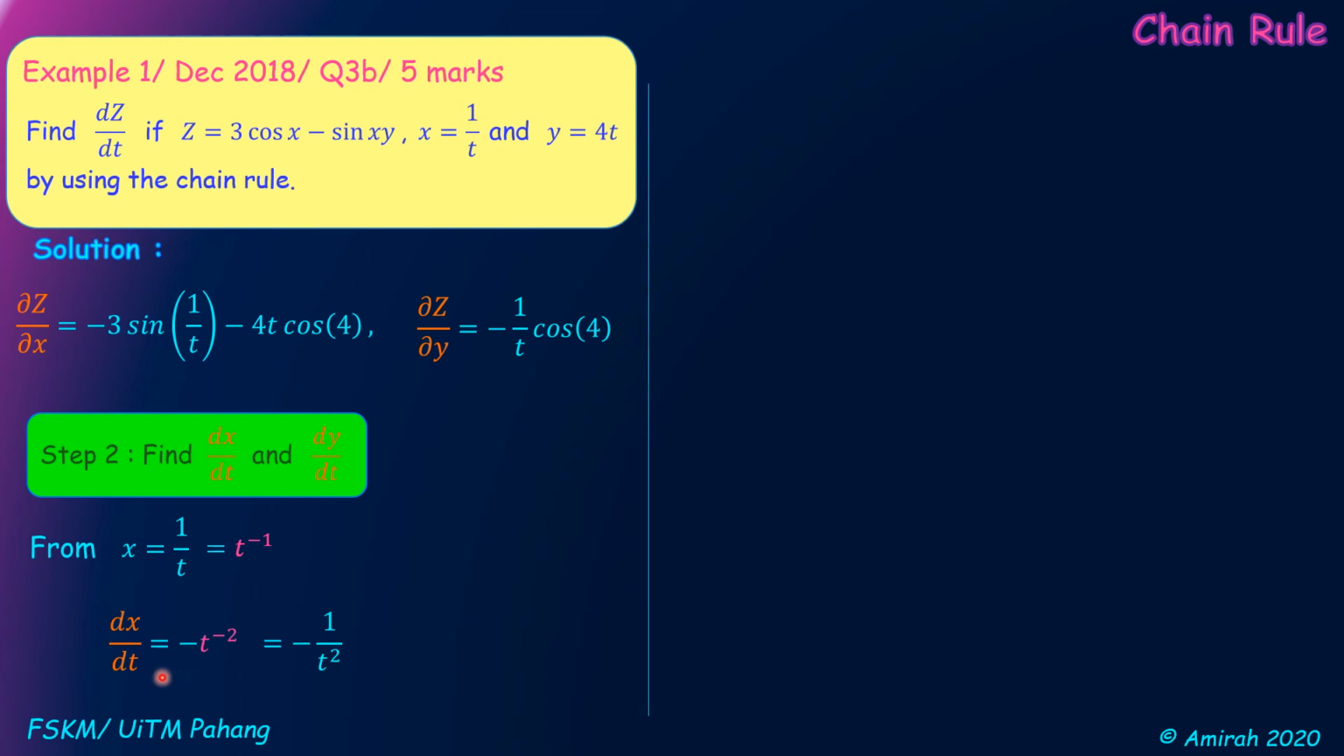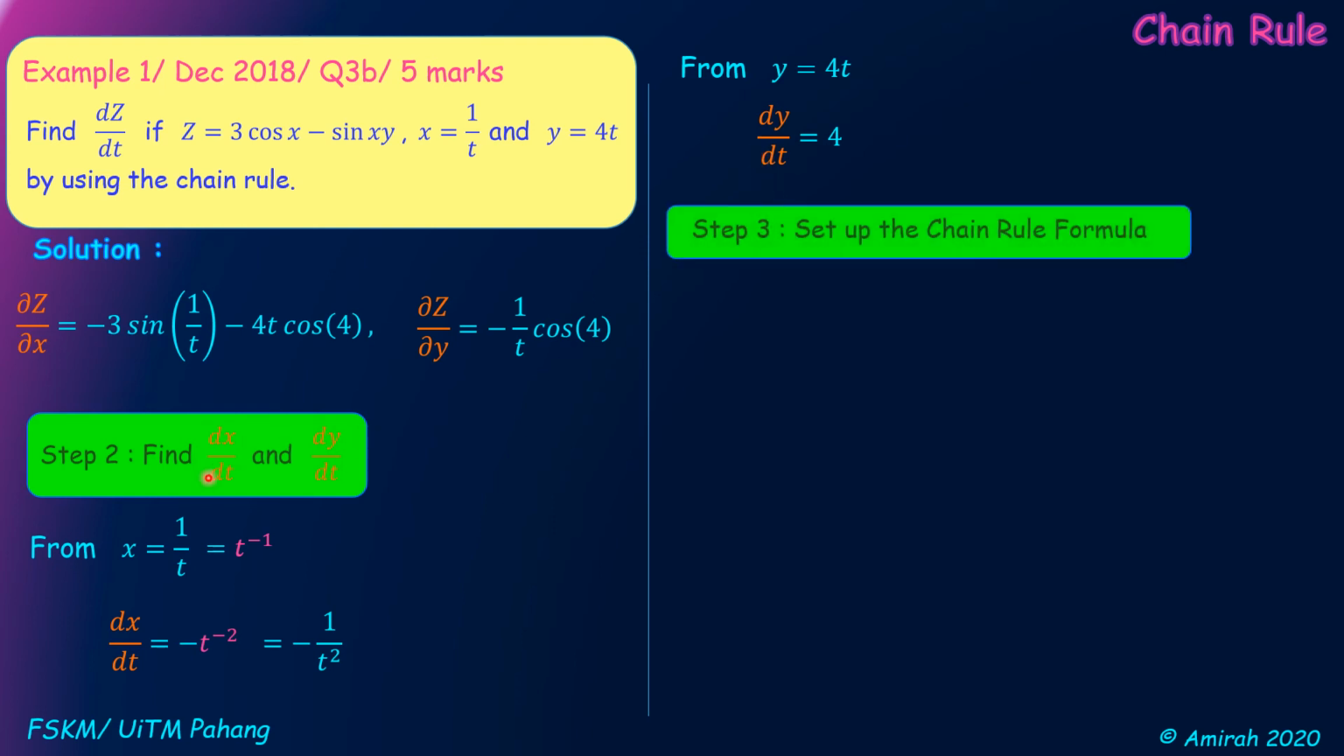Then after we find dx over dt, we need to find dy over dt. We can find dy over dt from y. Y equals 4t. So when we differentiate y with respect to t, we get dy over dt equals 4. And for y here, we only have one variable. So we just use straight d or normal d. No need to use del d. After we find dx dt and dy dt, we continue with step 3. Set up the chain rule formula.